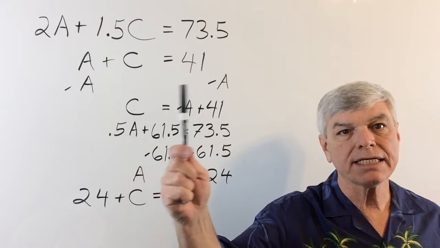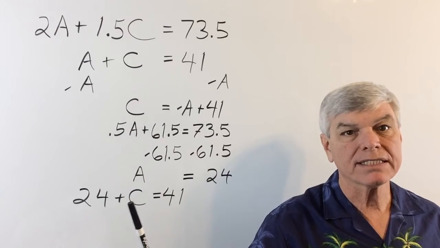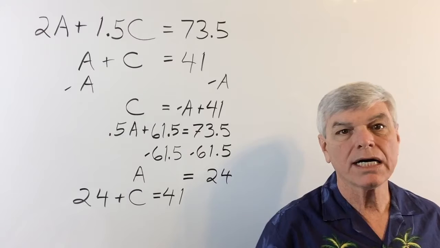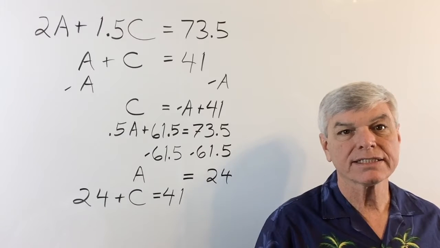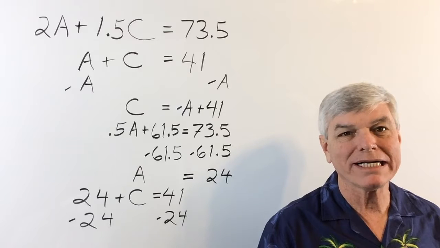A plus C is 41. A, that is the value of A. A plus C is 41. Let's get those units on the other side. And that's getting too low on our board to bring down anymore.